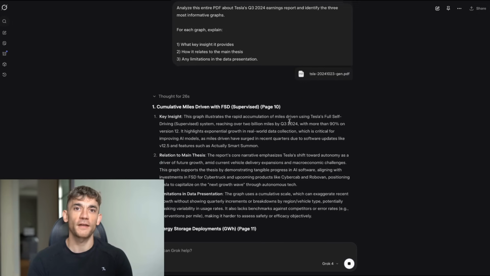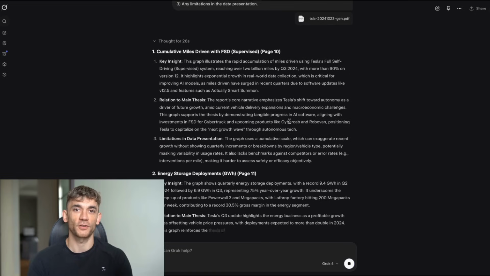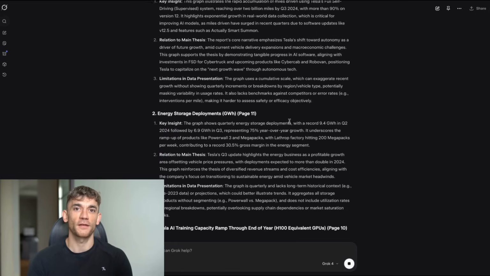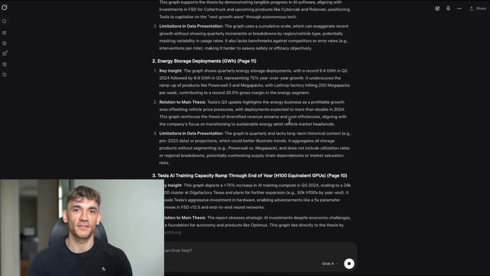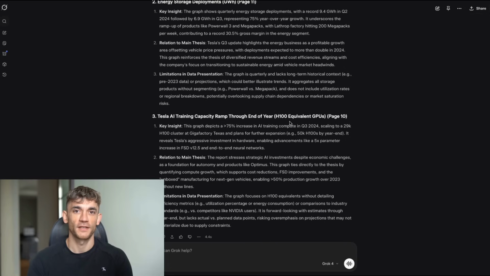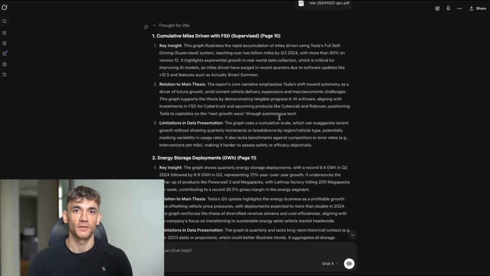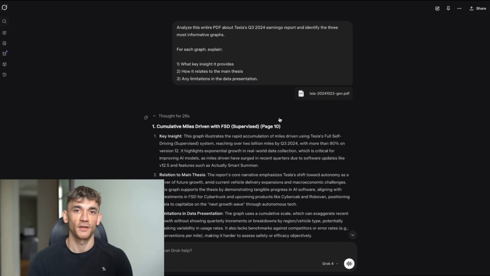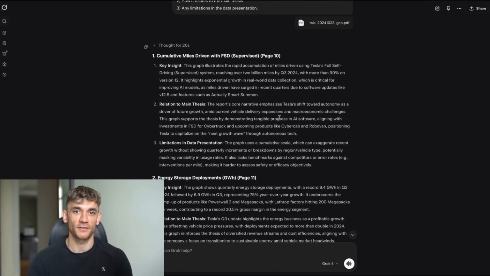This is the kind of work that takes humans hours to do. Financial analysts get paid big money for this stuff. So could Grok 4 handle it? The answer surprised me. Grok 4 crushed this test. It found the right graphs. It explained them perfectly. It even pointed out problems with the data that I missed. It talked about Tesla's 2 billion miles of driving data. It mentioned their 9.4 gigawatt hours of energy storage. It showed how their growth was 75% year over year in some areas.